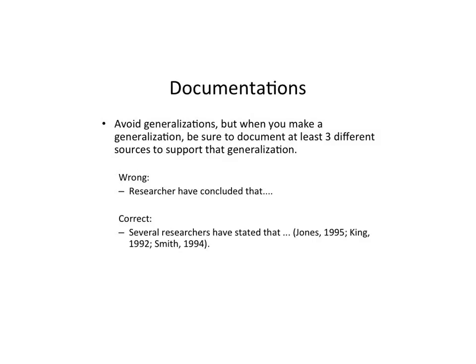Other things that you should work on avoiding: avoid generalizations. If you do make a generalization, make sure that you document at least 3 sources to support that generalization. So instead of saying researchers concluded that and giving no information, tell me several researchers have stated that, and then notice how I have Jones, King, and Smith. And again, I have them in alphabetical order by first author, and I put in a semicolon between each citation.